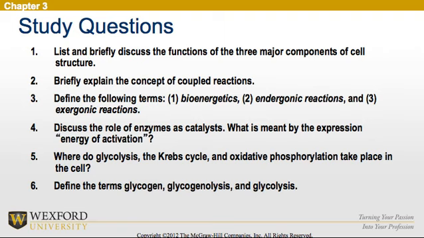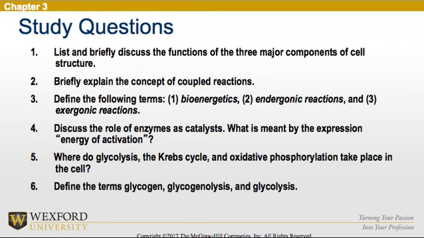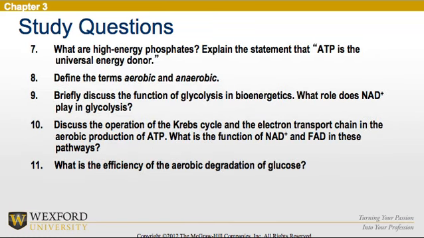Question 4. Discuss the role of enzymes as catalysts. What is meant by the expression energy of activation? 5. Where do glycolysis, the Krebs cycle, and oxidative phosphorylation take place in the cell? 6. Define the terms glycogen, glycogenolysis, and glycolysis. 7. What are high-energy phosphates? Please explain the statement that ATP is a universal energy donor.